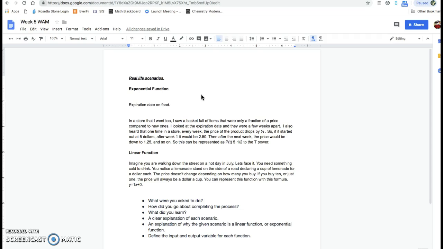The price doesn't change depending on how many you buy. If you buy 10 or just 1, the price will always be $1 a cup. You can represent this function with the formula y equals 1x plus 0.